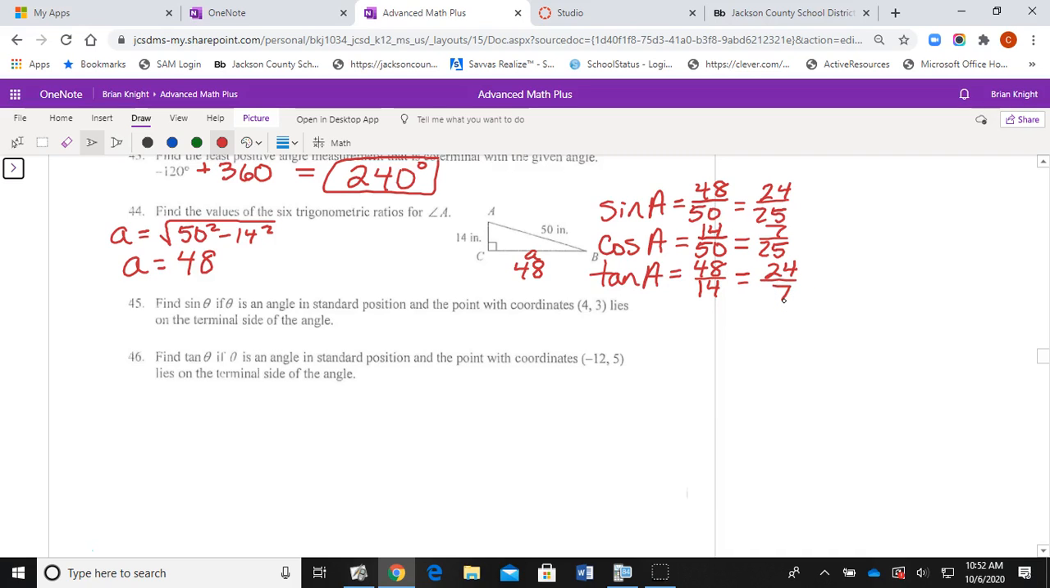And then what do we do to get cosecant, secant, and cotangent? You just flip them. Okay, so cosecant of A is 25 over 24. The secant of A is 25 over 7. And the cotangent of A is 7 over 24. Okay? Everybody good?